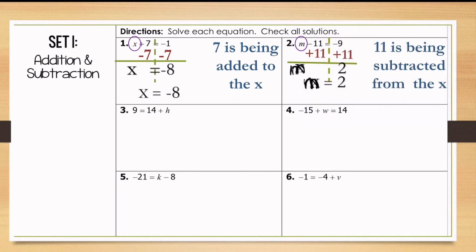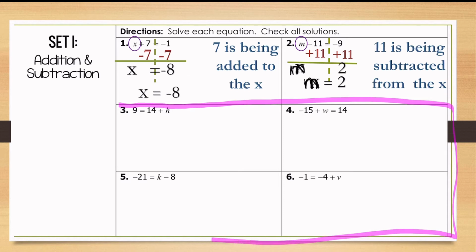So here's what I want you to do. I want you to try these 4 on your own right here. In order to get credit, you have to show the steps I showed. What steps am I referring to? Just here, okay?